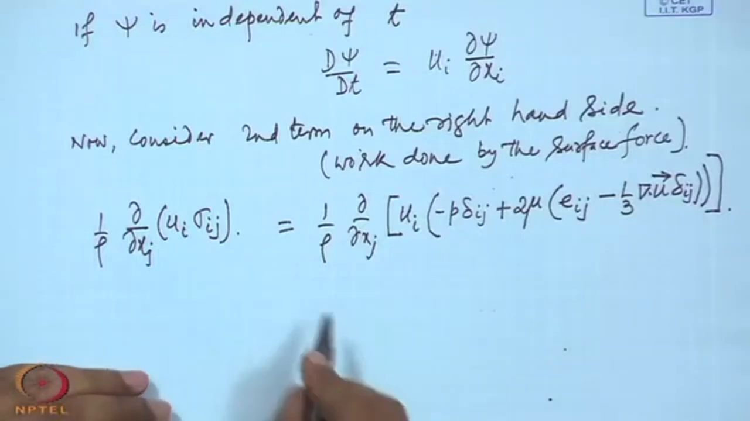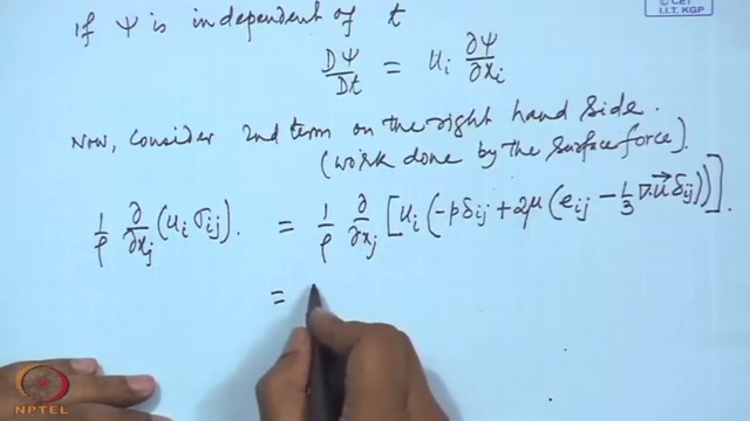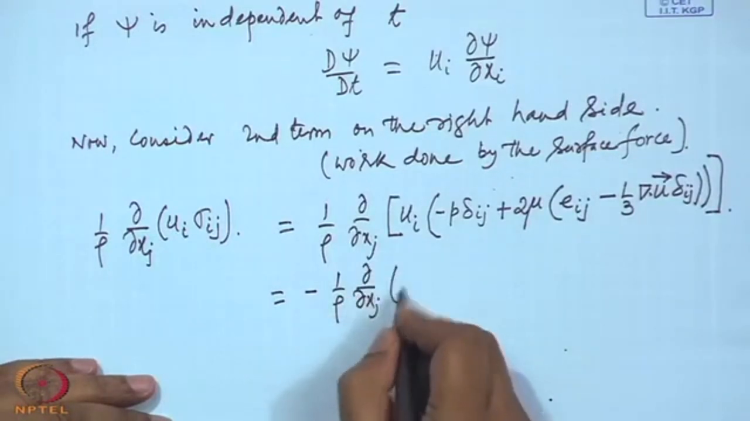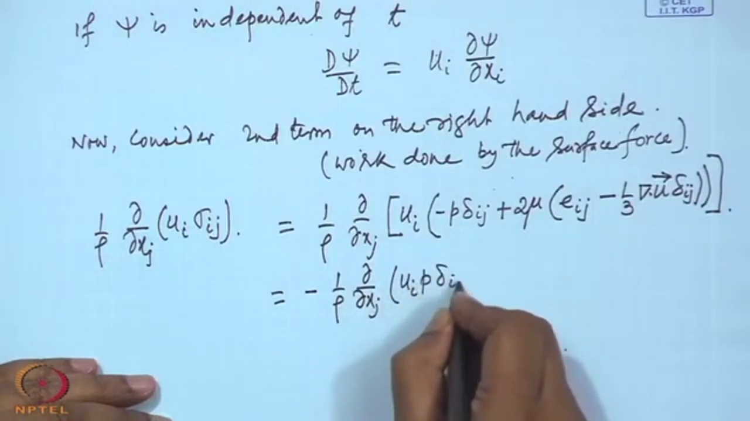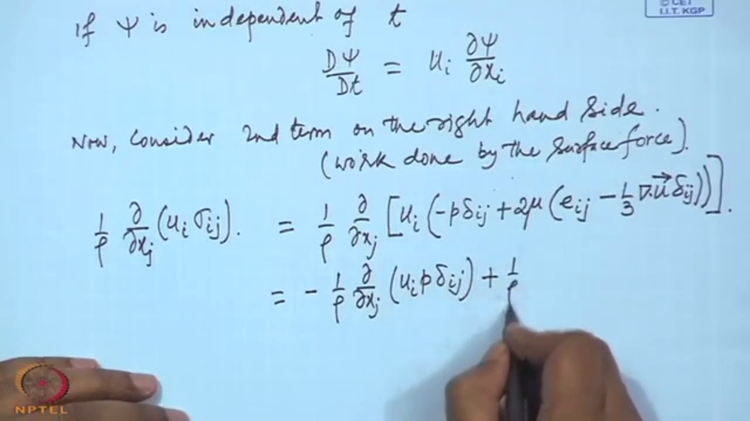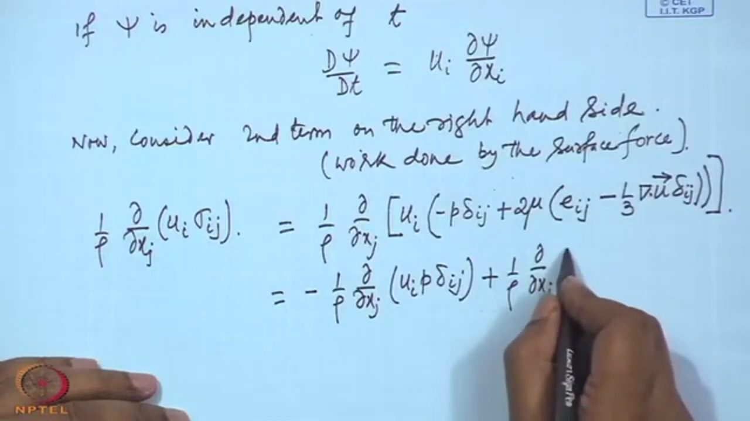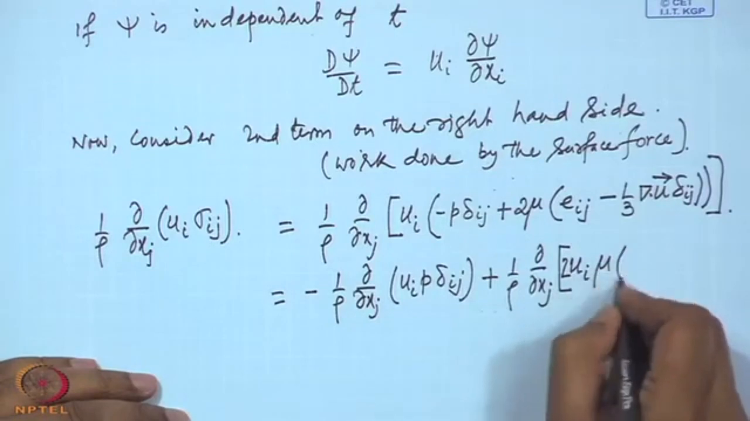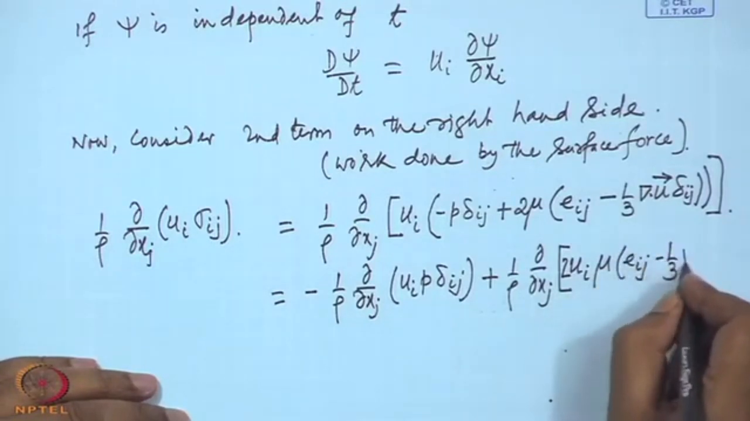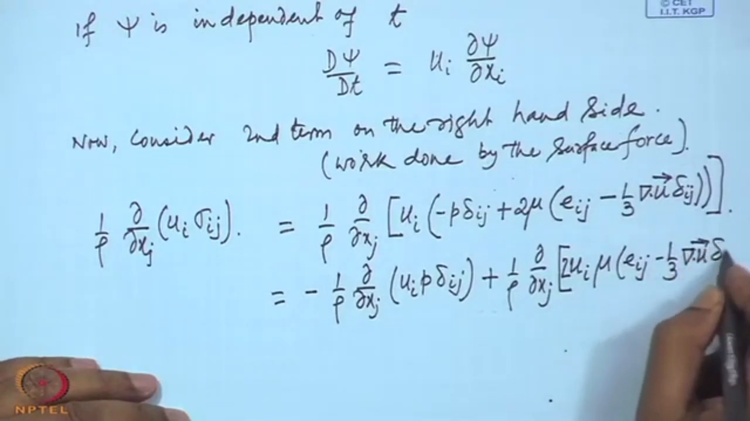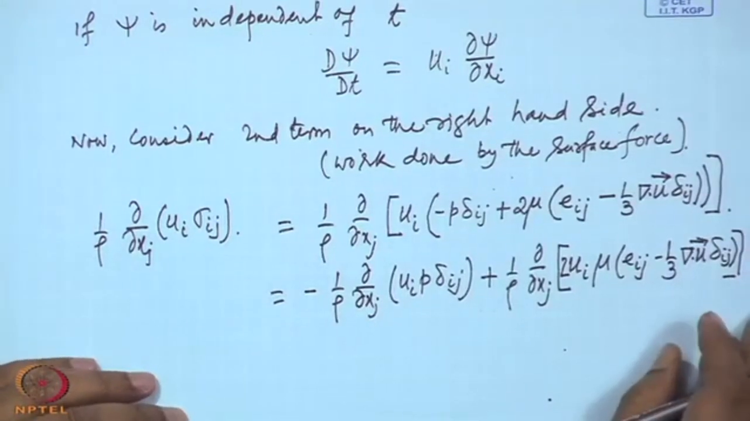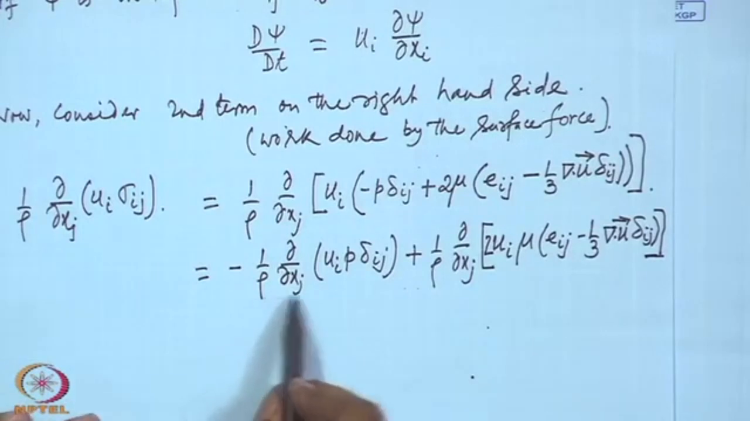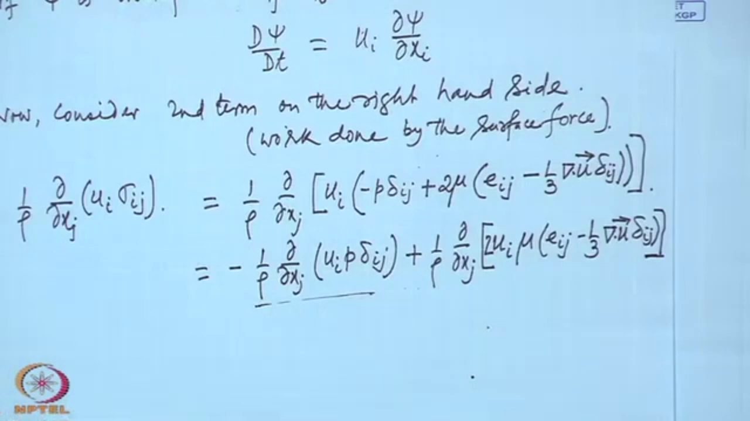Take only the pressure part. What it is? This becomes minus 1 by rho d d x j of u I p delta I j plus this term remains: u I mu into E I j minus 1/3 divergence of u delta I j. Okay. Now, consider only this term, only the pressure term, work done by the pressure force.